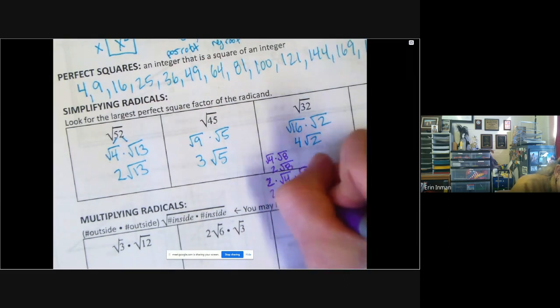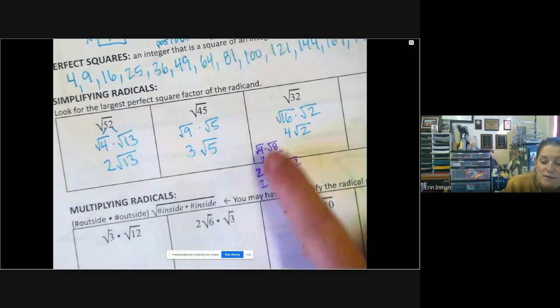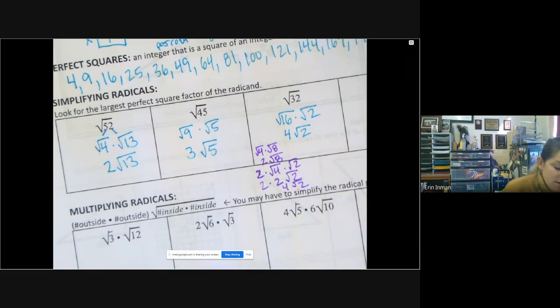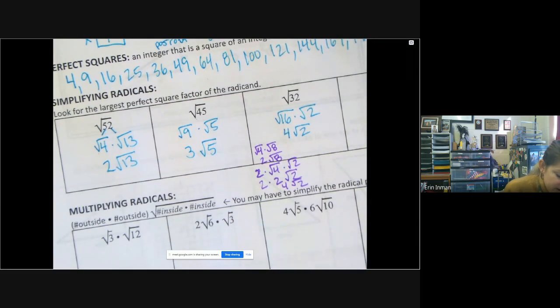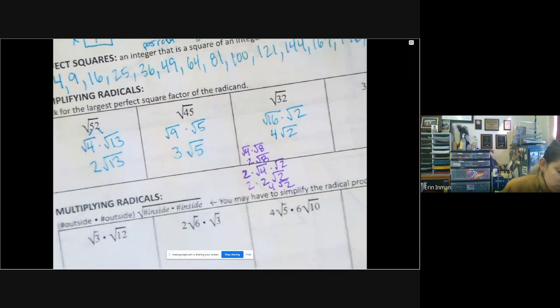So you notice I've done this twice. This is definitely a little bit more time consuming, but if you're stuck on things, you can always try 4 and then look and see what's left over and try 4 again. That's more guess and check. So the more familiar you are with your factors and times tables, the easier this becomes.